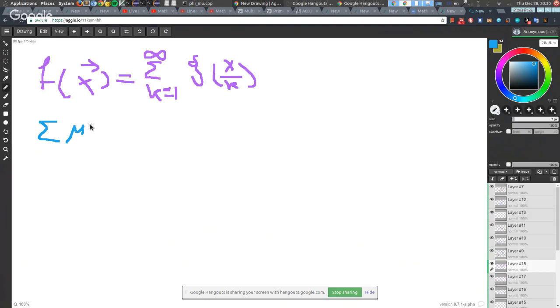So this is mu k times f of x over k, k from 1 to infinity. For this we can use the definition that we have for f. But we'll rename this k to s, because we already have a k.